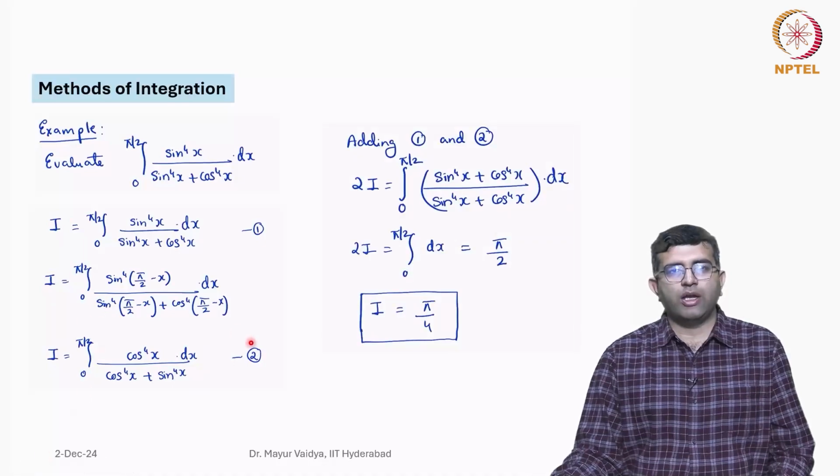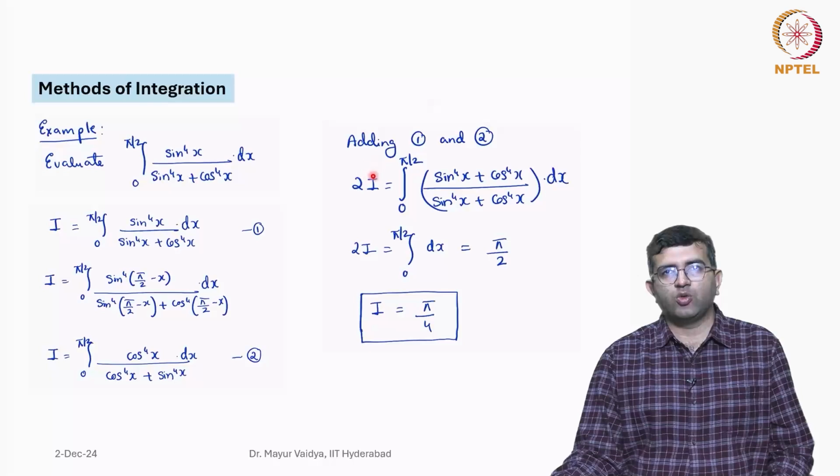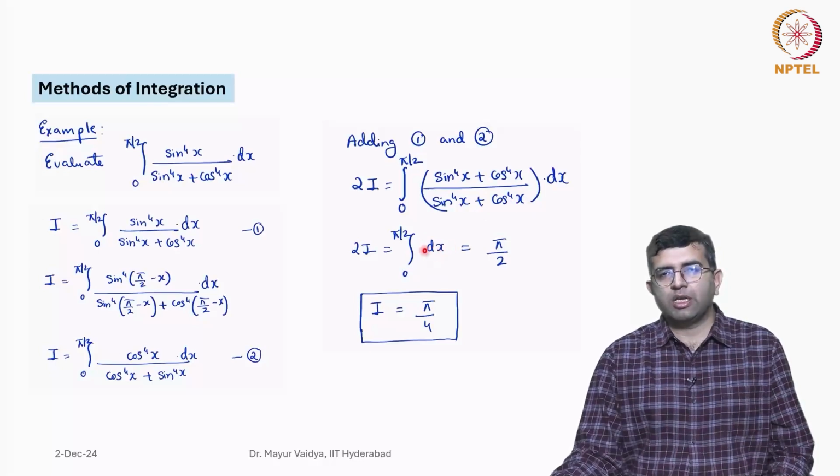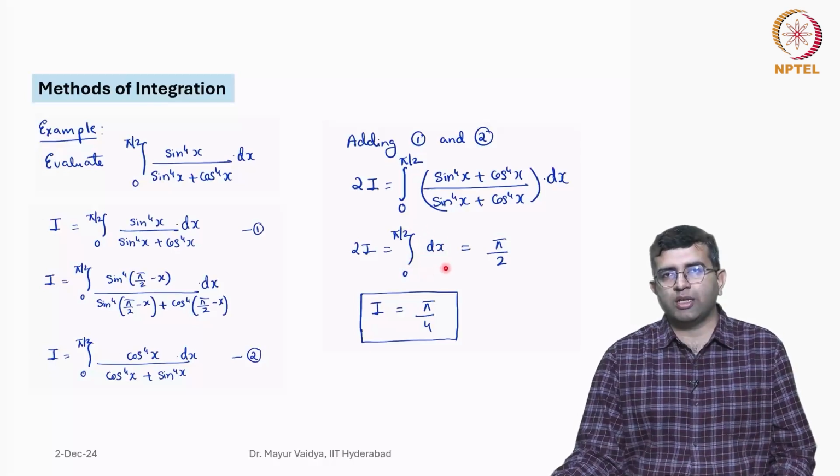Now, what I do, I add these two equations 1 and 2. So, left hand side I get 2I, and then 0 to pi by 2 sin 4x plus cos 4x divided by sin 4x plus cos 4x. So, I am only left with the integral dx. Integral of dx is x, and then if you put pi by 2 minus 0, you get pi by 2, and therefore, I is equal to pi by 4.